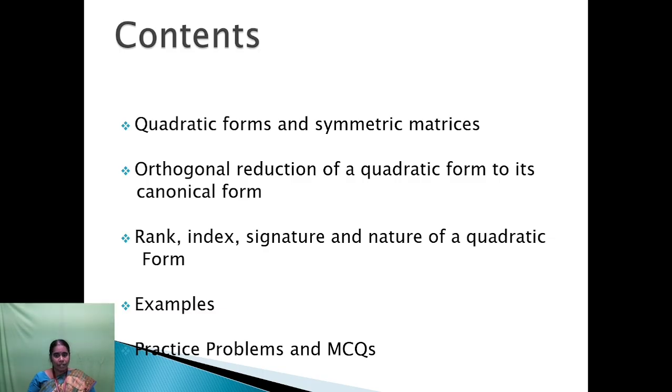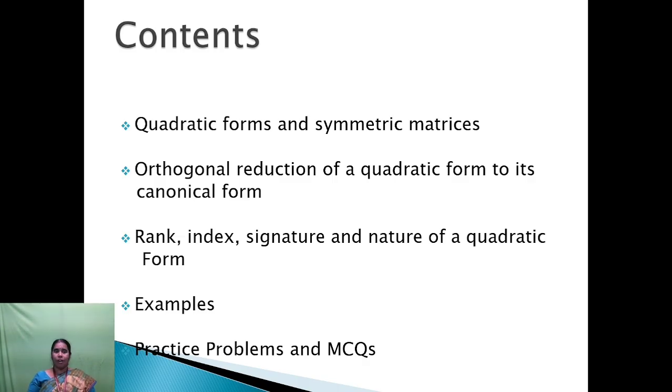Next, orthogonal reduction of a quadratic form to its canonical form. How we are reducing a quadratic form to the canonical form, or the canonical form to the quadratic form. Next, rank, index, signature and nature of a quadratic form, and how to calculate them from a given matrix. And some examples, some practical problems and MCQs for your reference.